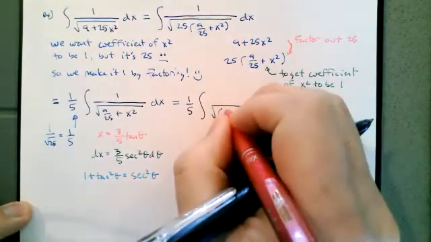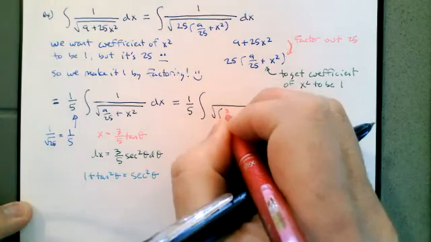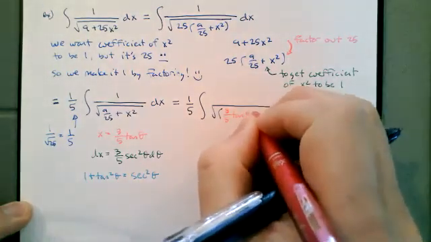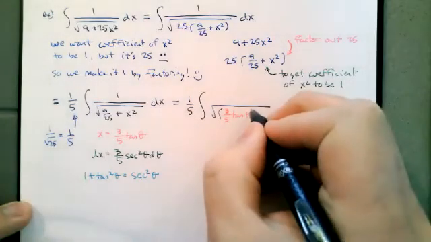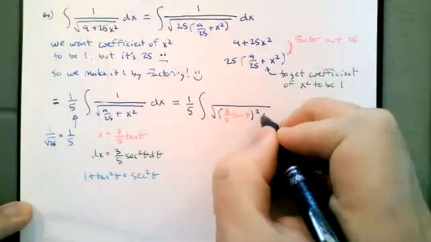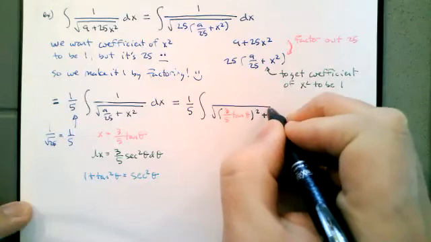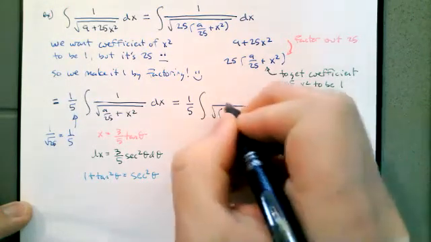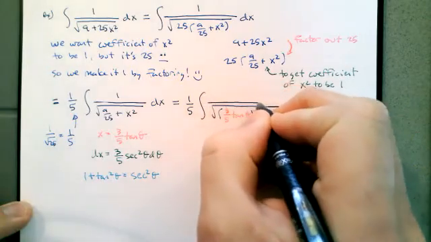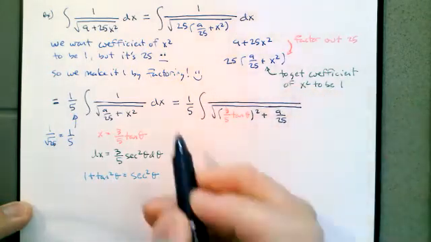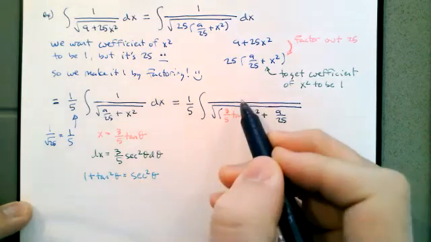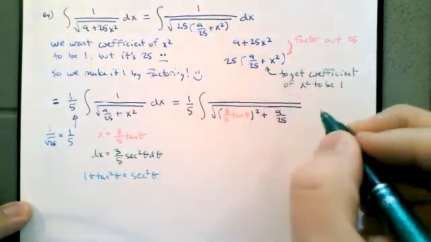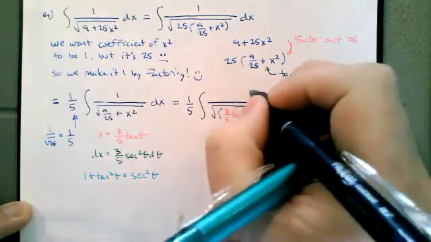So I'm going to have a 3/5 tangent squared. I didn't say that right. I'll have the square of 3/5 tangent theta. Oops. Also, for some reason, I switched the order. Sorry. And I'm going to replace the dx with 3/5 secant squared theta d theta.